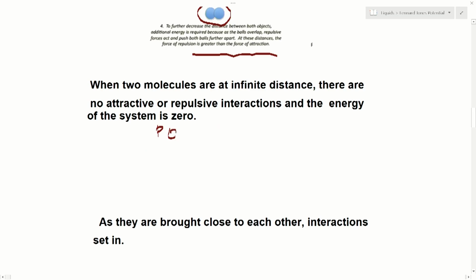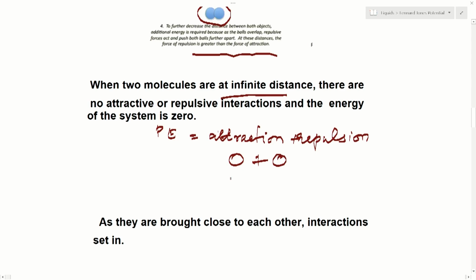Here, the potential energy is nothing but the sum of the force of attraction and the force of repulsion. So, when the molecules are at infinite distance, there will be no force of attraction, that will be zero, and there will be no force of repulsion. Therefore, the potential energy will be equal to zero when the molecules are at infinite distance.